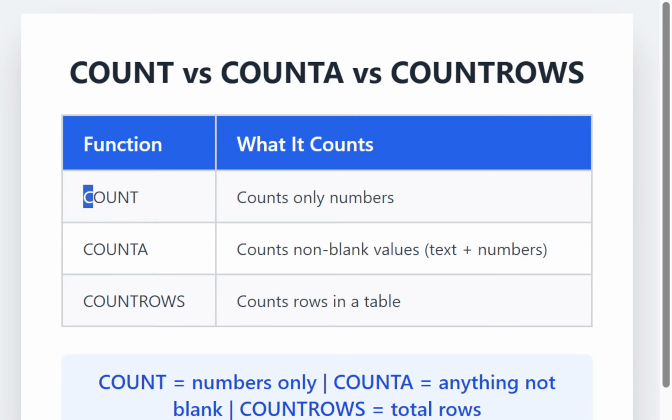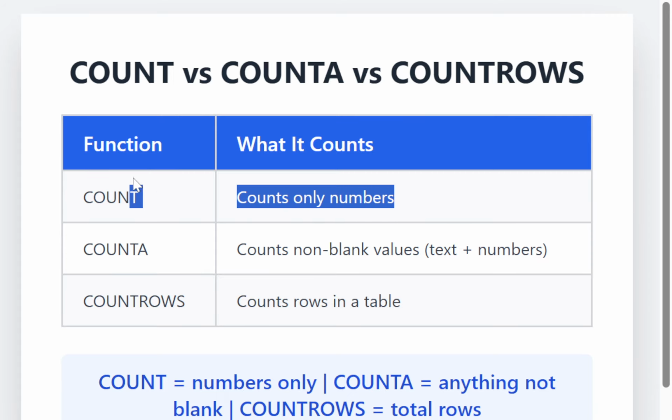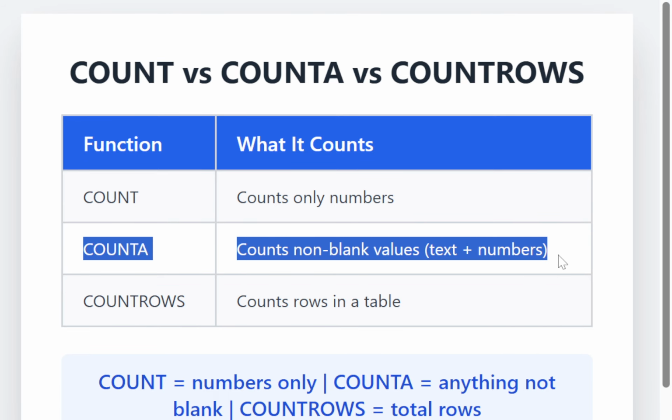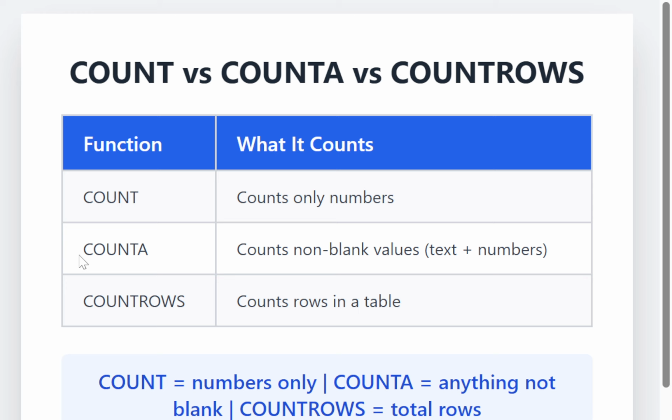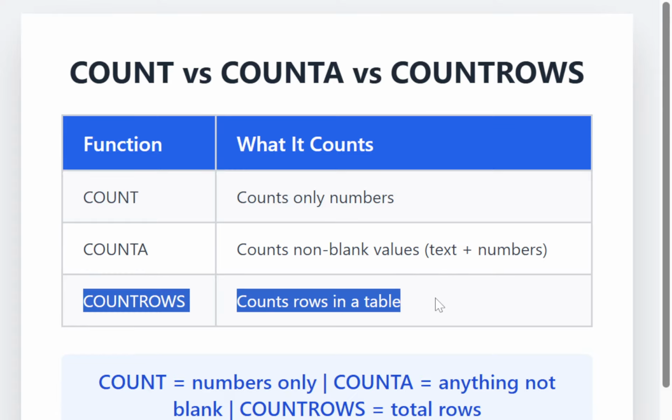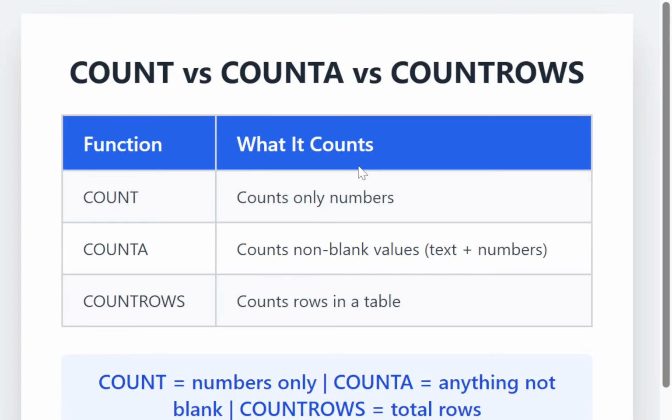COUNT counts only numbers. So when you want to count only numbers, you can definitely refer to COUNT. Now COUNTA counts non-blank values, text and numbers. It will count all the text and all the numbers except blank. Okay, COUNTROWS counts rows in a table. In an entire table, how many rows are there? Okay, so this is pretty much straightforward.